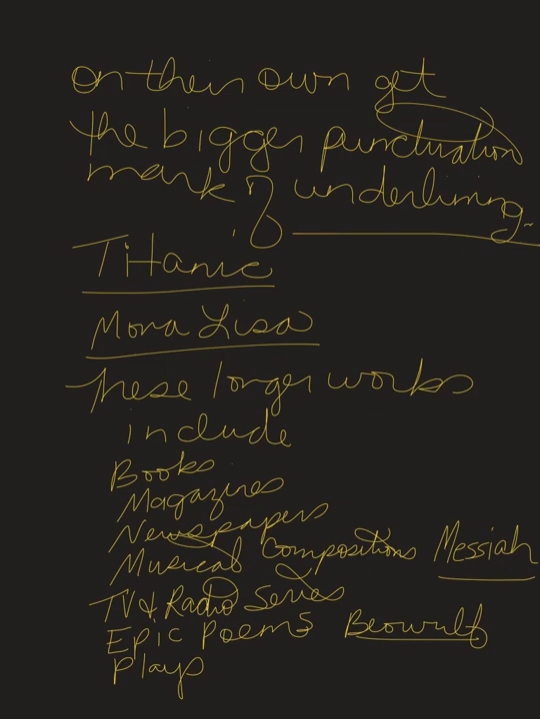Okay, finally, the longer works that are published on their own and therefore get the bigger punctuation mark of underlining include the names of books, not the name of a chapter of a book, the name of the book itself. The names of magazines like Time or Cosmopolitan or whatever. The names of newspapers, Wall Street Journal, Bluefield Daily Telegraph. Okay, not the name of an article in such a paper, but the name of the whole paper itself gets the underlining, the big underlining.